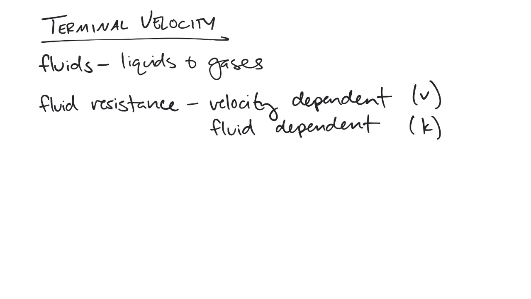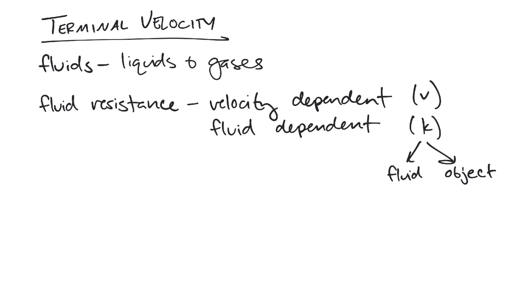And much like the mu we just talked about, it's also dependent on the object. So more aerodynamic objects have less fluid resistance, and then less aerodynamic objects have more fluid resistance. So it's dependent on both the fluid itself and on the object. Okay, so both of those things are taken into account with your K constant. It's a constant of proportionality.